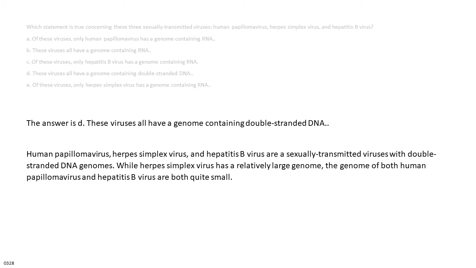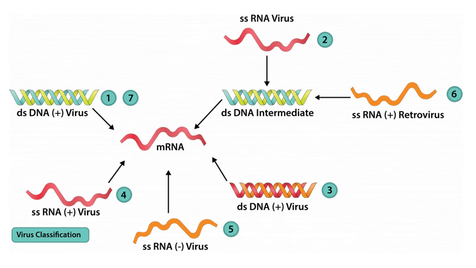The answer is D. These viruses all have a genome containing double-stranded DNA. Human papillomavirus, herpes simplex virus, and hepatitis B virus are sexually transmitted viruses with double-stranded DNA genomes. While herpes simplex virus has a relatively large genome, the genome of both human papillomavirus and hepatitis B virus are both quite small.